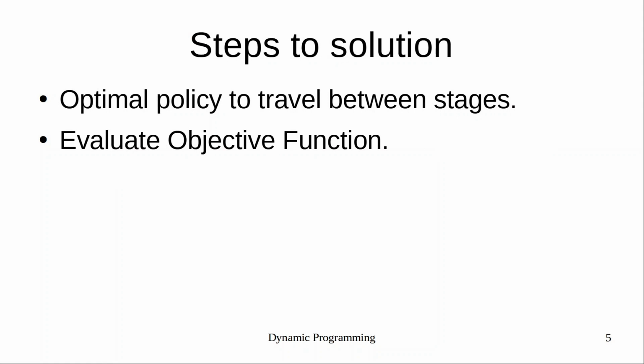Now, what are the steps to the solution? The steps to the solution obviously is you have an optimal policy to travel in between stages. That is, whenever you go from one stage to another stage, you evaluate your options and you have a policy on which is the next state you're going to take. When you have to travel from stage 1 to stage 2, you have a policy which will decide from a state in stage 1 which state you will go to in stage 2.